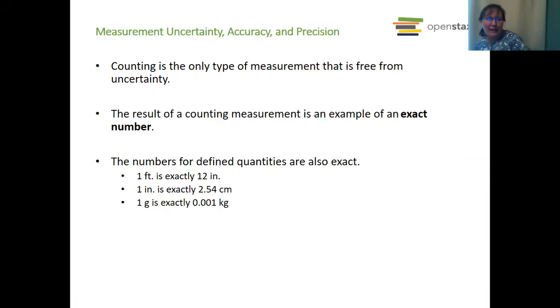Okay. So we now have measurement uncertainty, accuracy, and precision. So what are we dealing with here? This is going to introduce us to significant digits or significant figures. So first of all, we could say that counting is the only type of measurement that is free from uncertainty.